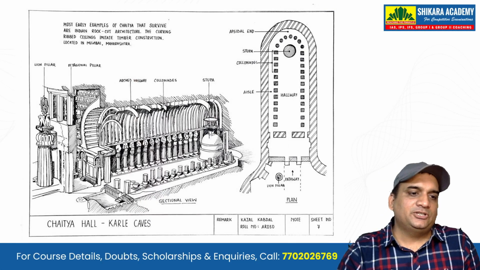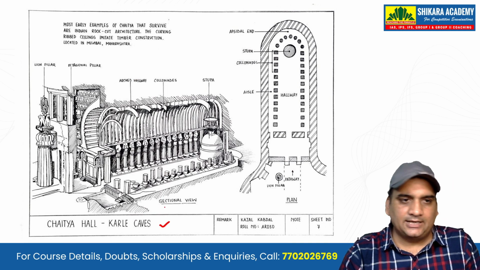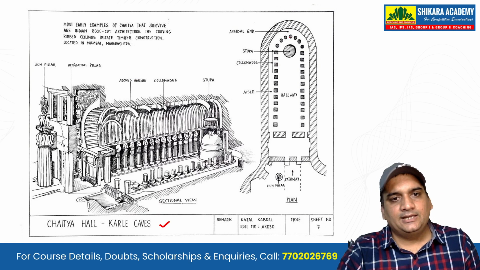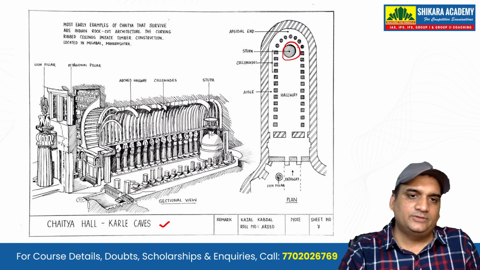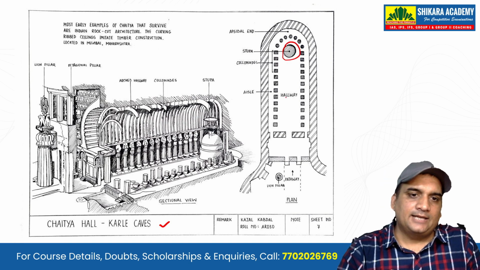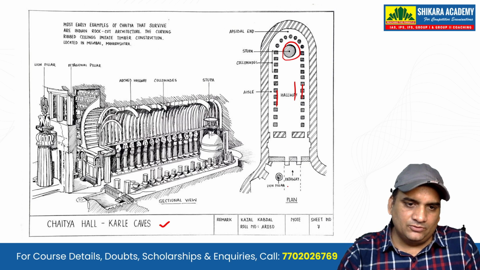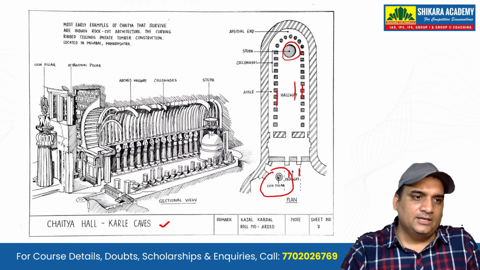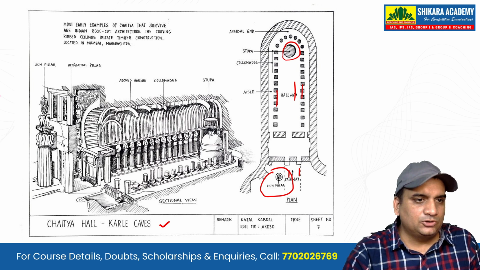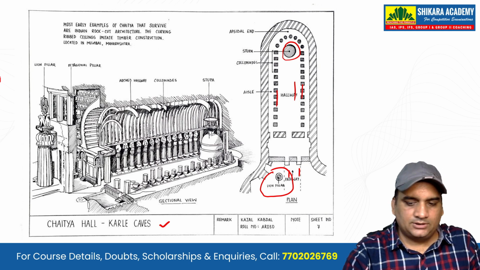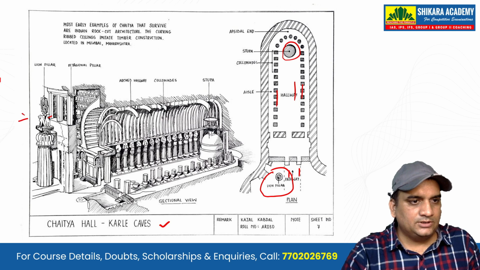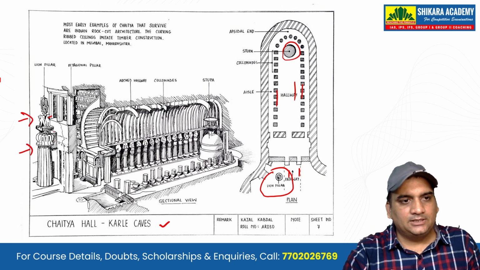Okay, this picture is of Karle caves only, guys. It is of Karle caves, and here if you can see, this is the stupa at the end of this chaitya. This is the stupa, and then we have the hallway over here. Okay, and then here where the pathways are starting, you will have a lion pillar. Here you have a lion pillar. You can also see here, guys, yes, this one. This is the lion pillar I am talking about.